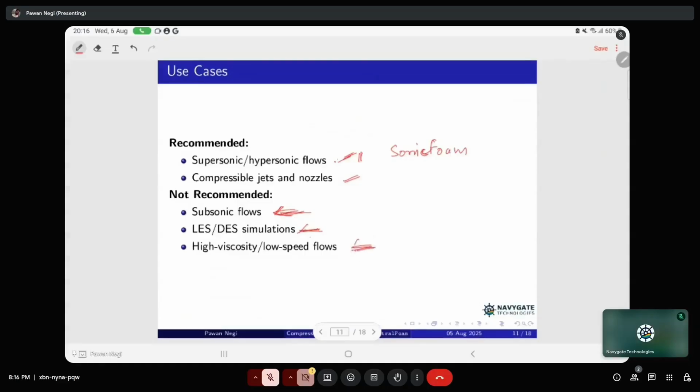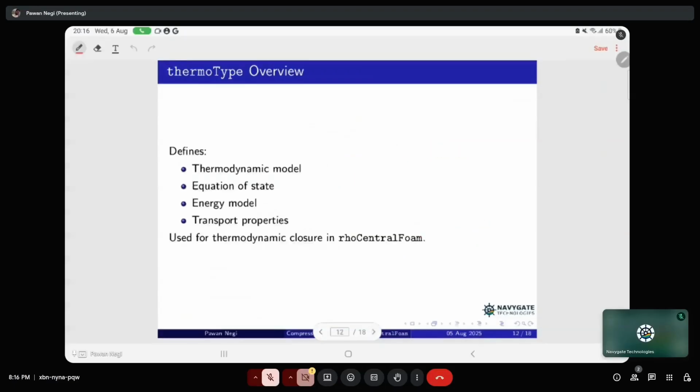And if it is high viscosity or low speed flow, clearly if it is low speed, this is going to be incompressible, and for incompressible flow you cannot use this particular solver. Then let's talk a little bit about the thermodynamic model. Since we are going to use an equation of state, which is P is equal to gamma minus 1 times rho times E, this also requires some other properties, that is, how E will be calculated and how different variables are related to each other.